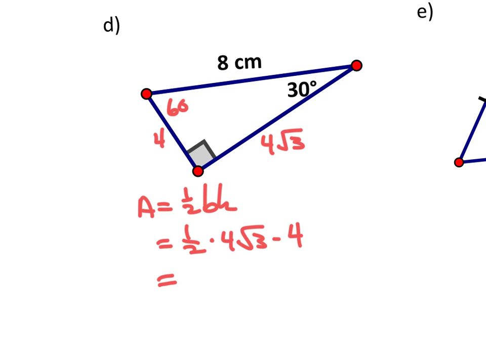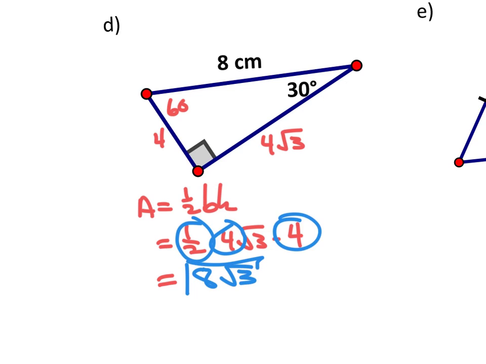Okay, so then multiplying the whole integers together. Okay, so we have half of 4 is 2. 2 times 4 is 8. So we have 8 radical 3. And that's in square centimeters.